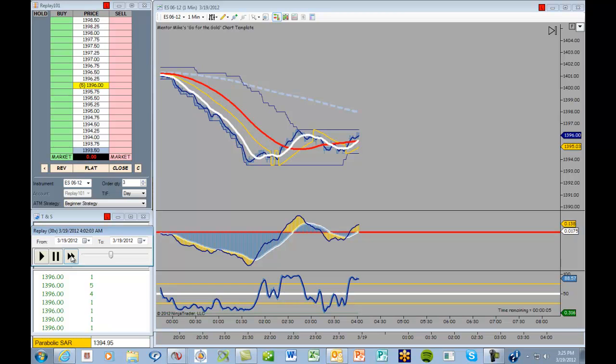Nine clicks takes us up to 30 times normal speed. Okay, stochastic is going down. Dipping below the 50% level. The parabolic has changed. Oops, and now it's coming back out. All right, let's try getting long here.